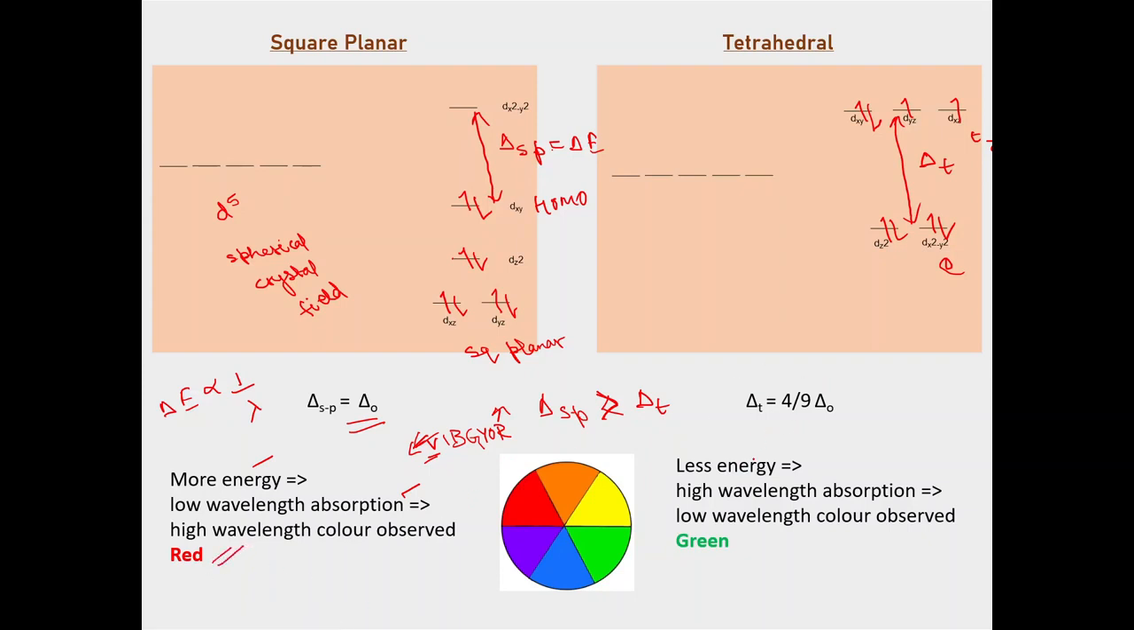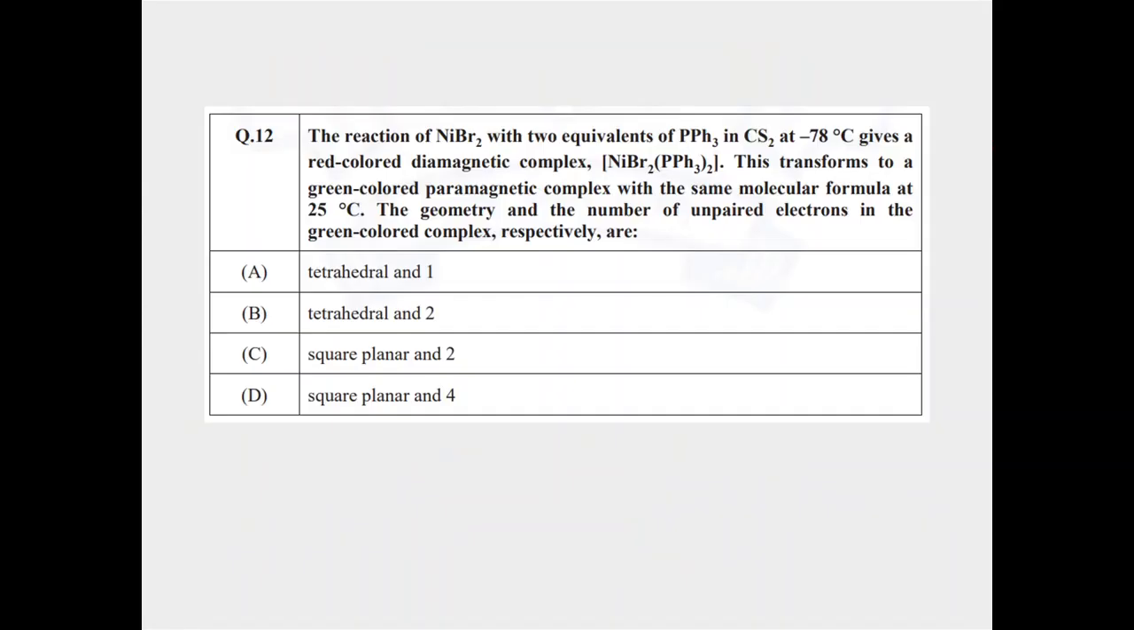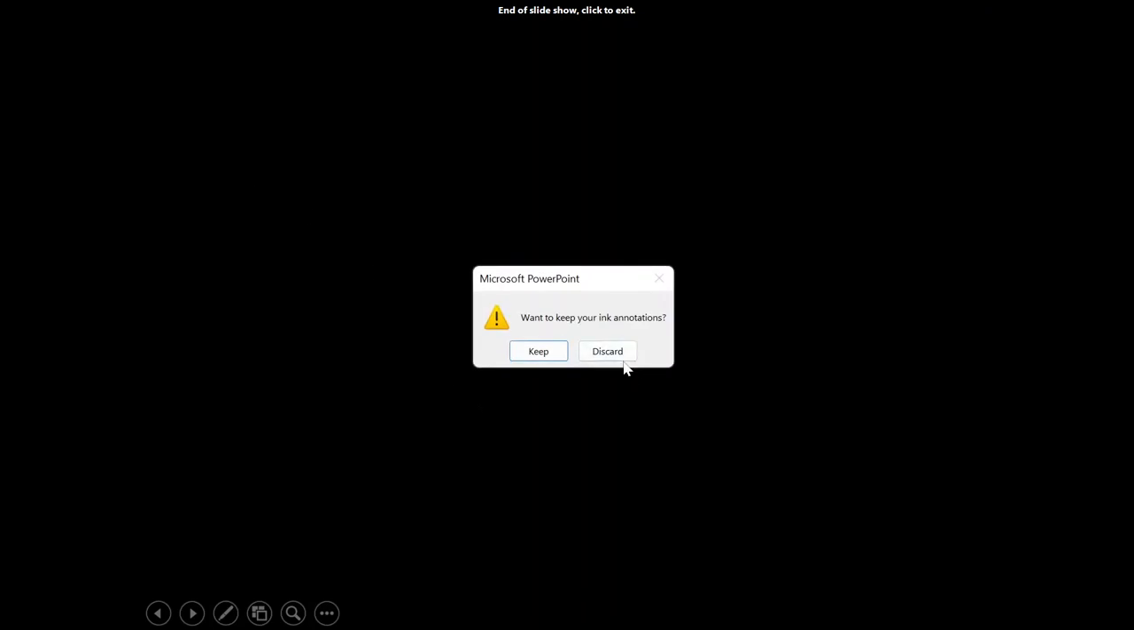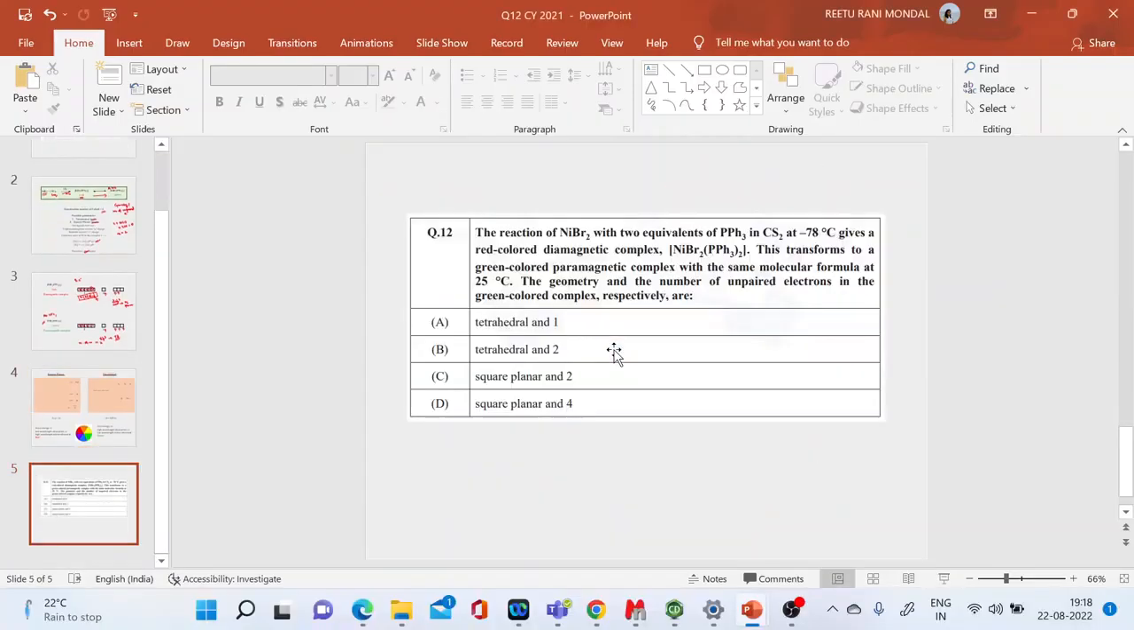Okay. Whereas in the tetrahedral case, the energy gap is less. That means high wavelength light is getting absorbed and we observe a low wavelength color. So in this case, we get green as the color. So now you know why it has two different colors. For the same complex, in square planar geometry it gives a red color, whereas in tetrahedral geometry it gives a green color. Clear? Yes. Okay. So this question is clear, I hope. Any doubts?